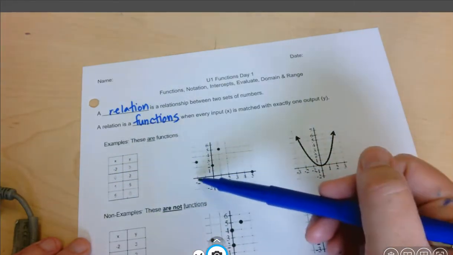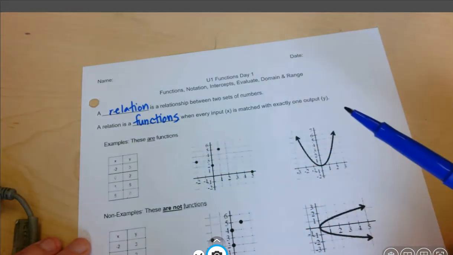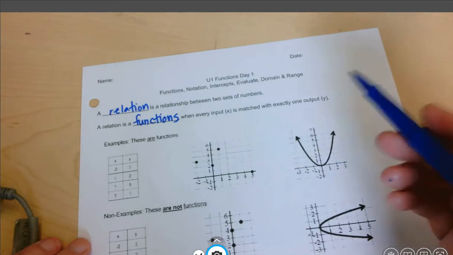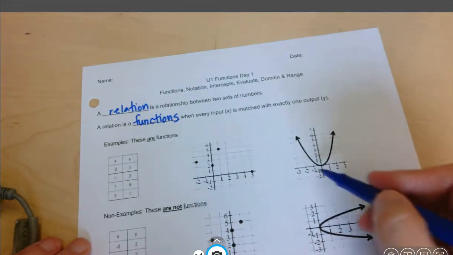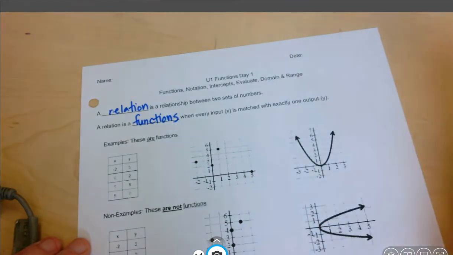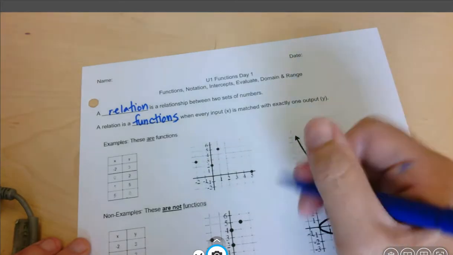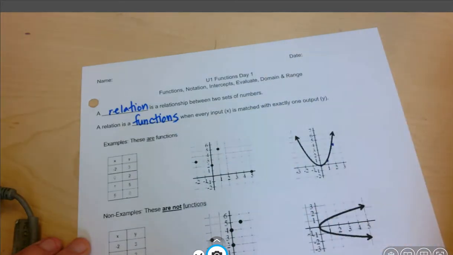You can see here when I input 2, I get out 3. When I input 1, I get out 5. On this one as well, the points are connected, but this graph is made up of points, so that when I input 0, I get out 0. When I input 1, I get out 1, and when I input 2, I get out 4. So every input has just one output.